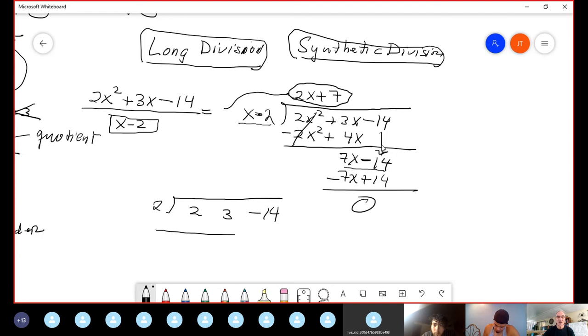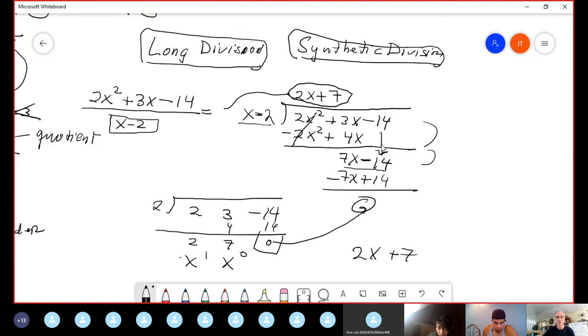Why? Because here, I change the sign one time. And bring down 2. 2 times 2 is 4. 4 and 3 is 7. 7 times 2 is 14. Subtraction, 0 remainder. The remainder is exactly the same as before. And the answer, with x to the 0 and x to the 1, is 2x plus 7. Exactly the same.